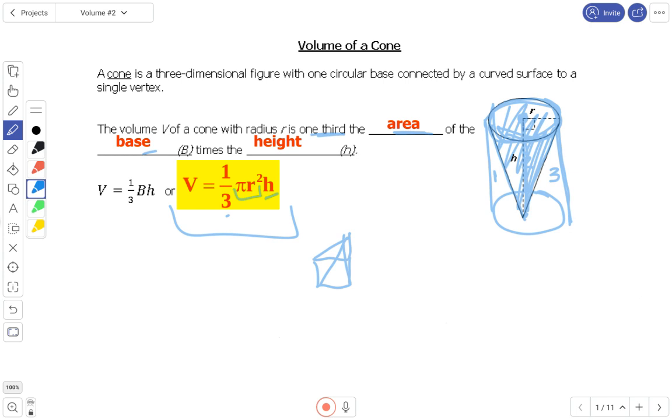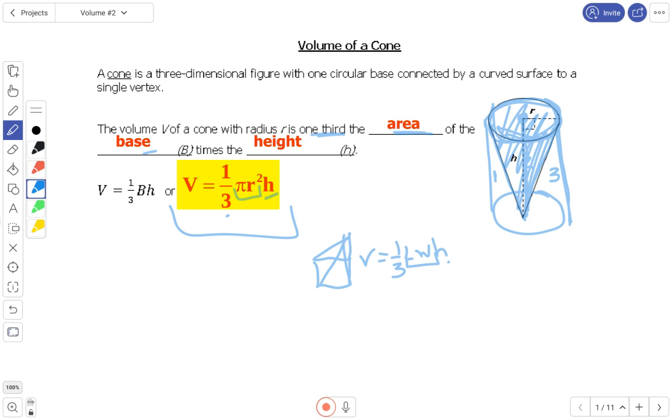When we were trying to find the volume of a rectangular prism, we did length times width times height. Well, our pyramid is 1/3 of that prism. So we could do 1/3 times the length times the width times the height. 1/3 times the area of the base times the height.